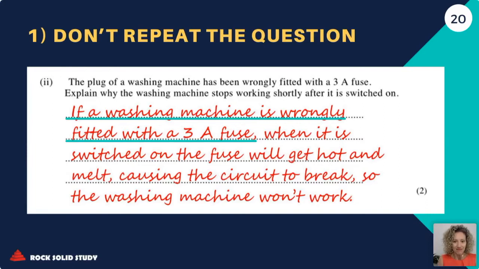This question says, the plug of a washing machine has been wrongly fitted with a 3A fuse. Explain why the washing machine stops working shortly after it's switched on. Notice how this student response goes. If a washing machine is wrongly fitted with a 3A fuse, when it is switched on, fuse will get hot, and now they get into the answer. We are halfway through before we get into the answer.